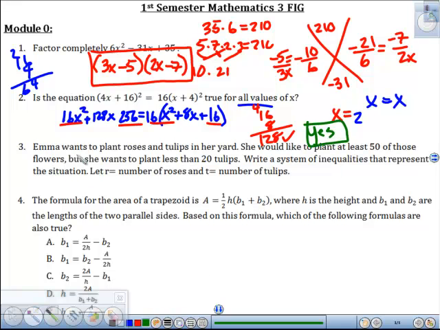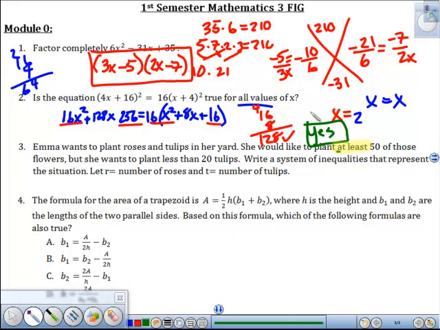Okay, next, Emma wants to plant roses and tulips in her yard. She would like to plant at least 50 of those flowers, but she wants to plant less than 20 tulips. Write a system of inequalities that represents the situation. Let R equal the number of roses and T represent the number of tulips. Okay, so here she says that she would like to plant at least. Okay, so what we need to identify here is what does this word at least mean? What does at least mean?